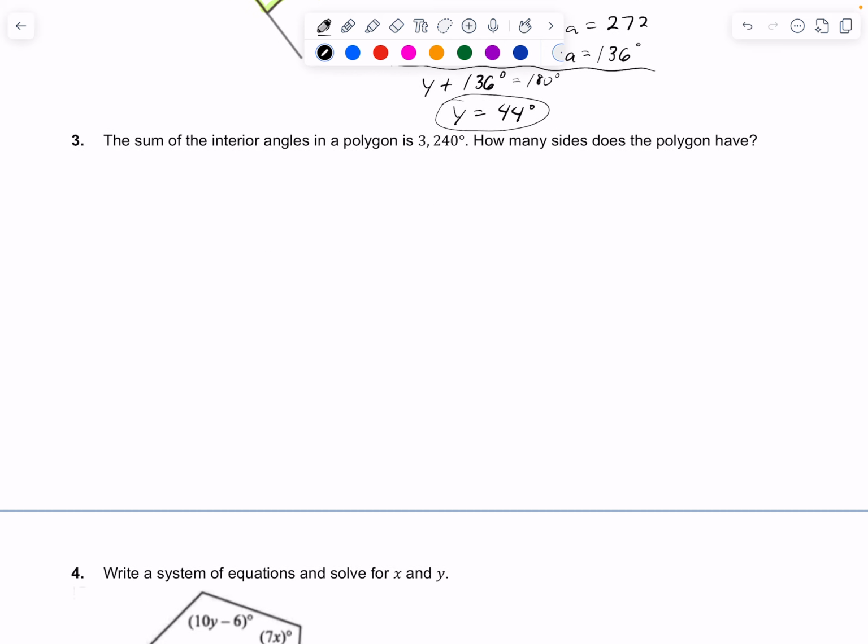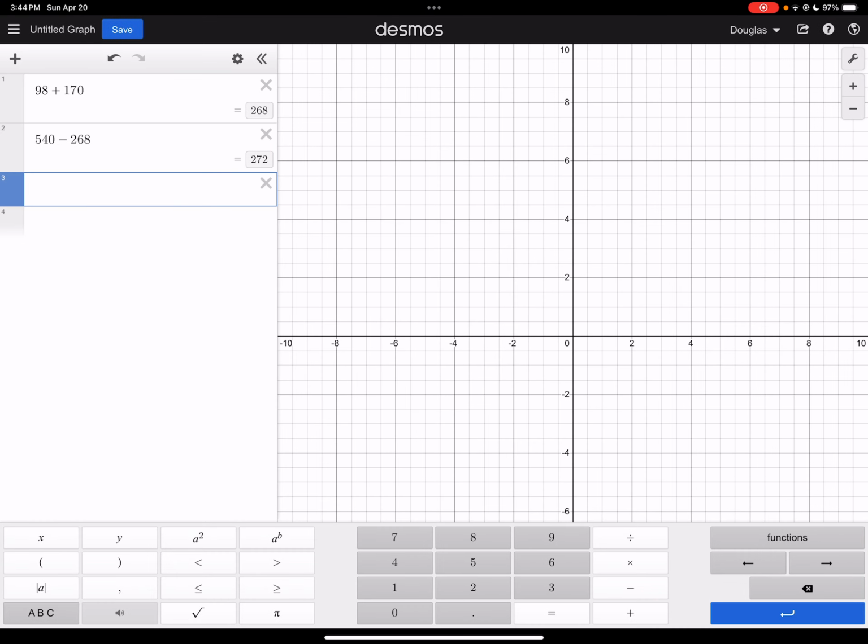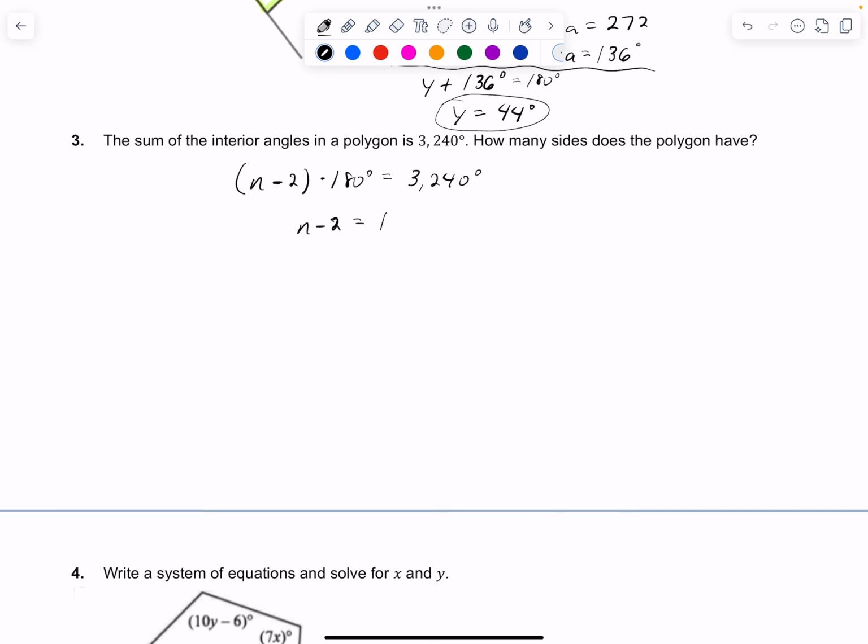The sum of the interior angles in a polygon is 3,240 degrees. How many sides does the polygon have? So that formula is n minus 2 times 180 degrees equals, in this case they gave me the sum, which is 3,240 degrees. So I'm going to go ahead and divide by 180. So 3240 divided by 180 gives me 18. So that's equal to 18. So then the number of sides would be to move that minus 2 over with addition to get 20. So this has a 20-sided polygon.